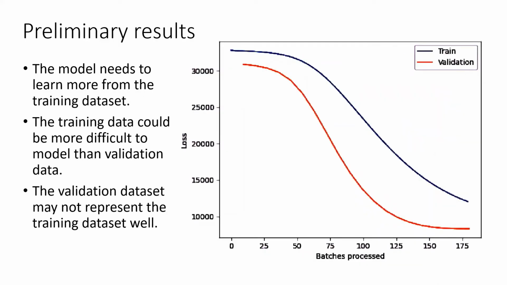This is the loss curve for training and validation loss. The curve shows that error for both the training dataset and the validation dataset decreased over time. The validation loss began to stabilize somewhat near the end of the graph. However, training loss does not stabilize. This indicates that the model needs to learn more from training data, so it needs to have a larger training dataset. Also, because the validation loss is lower than training loss, this could mean that the training data is more difficult to model than the validation data, or that the validation data is not representative of the entire data set.